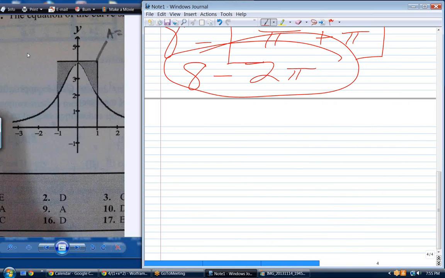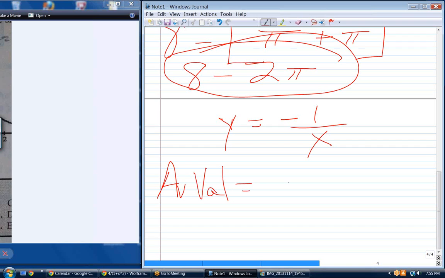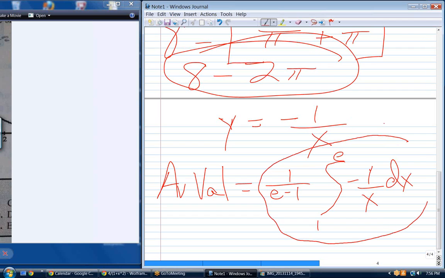So, next one. Find the average value of the function y equals negative 1 over x on the interval 1 to e. There's no graph or anything for this one. We don't need it. Do you know the formula for average value? Average value is 1 over b minus a times the integral of our function from a to b. So if a is 1 and b is e, then I can substitute e minus 1 right there. That's going to be my average value.